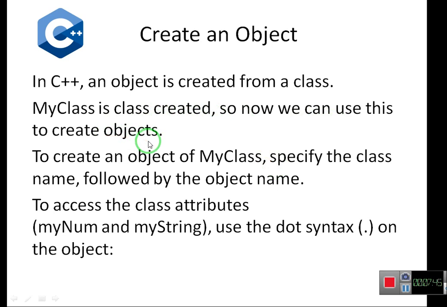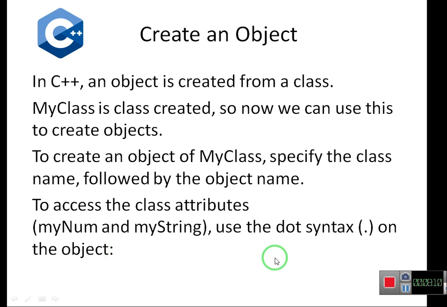Like we have an object. What is an object? A car. That car has attributes like weight and color, and its method is driving. Clear? To create an object of my class, specify the class name followed by the object name. To access the class attributes myNum and myString, use the dot syntax on the object.